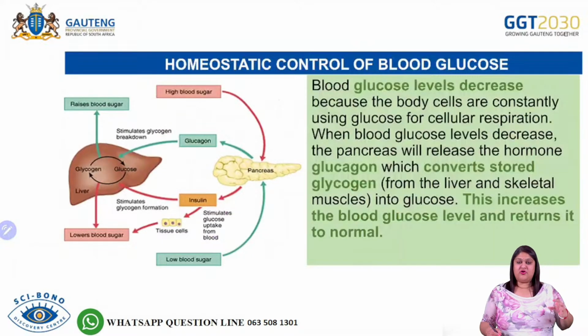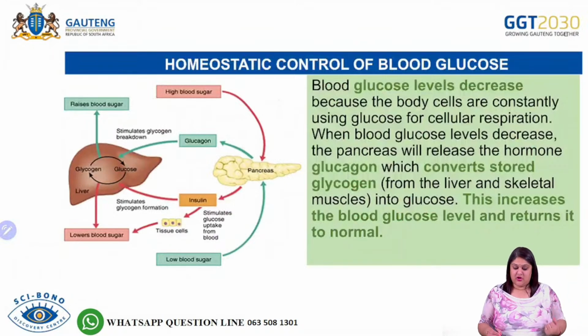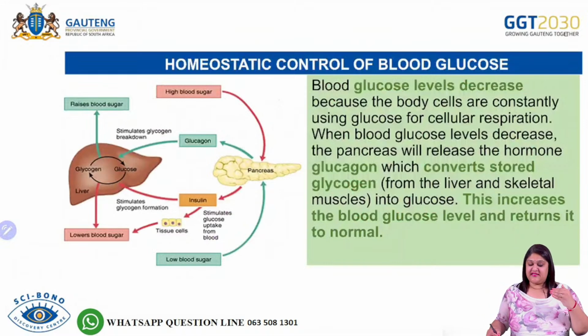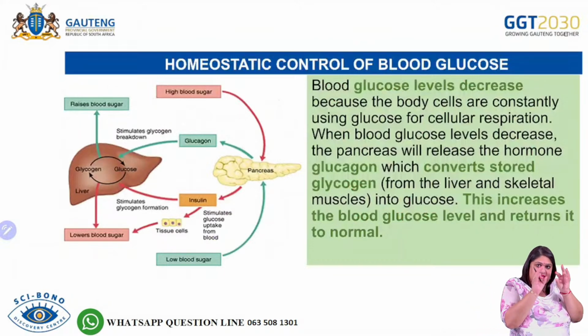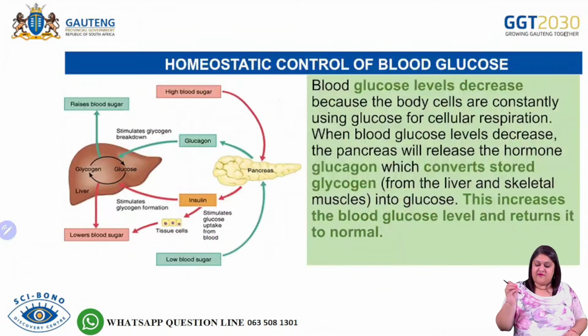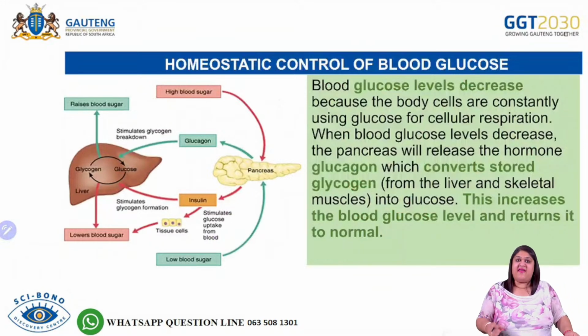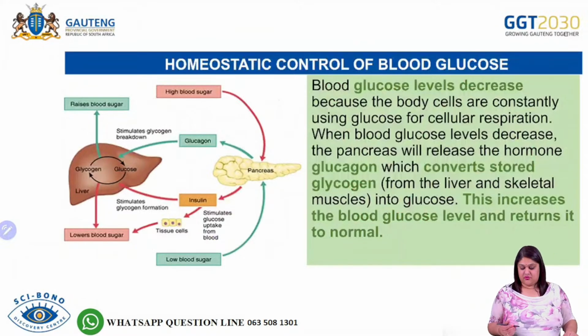But when the glucose levels drop, because the body cells are constantly using the glucose for cellular respiration, right? Glucose is needed. The body is using the glucose. Now your glucose levels are low. The pancreas will then release glucagon, which is a different hormone, which is going to convert that glycogen that is sitting in the liver, or that glycogen that's sitting in the skeletal muscles, into glucose. And this increases the blood glucose level and returns it to normal.